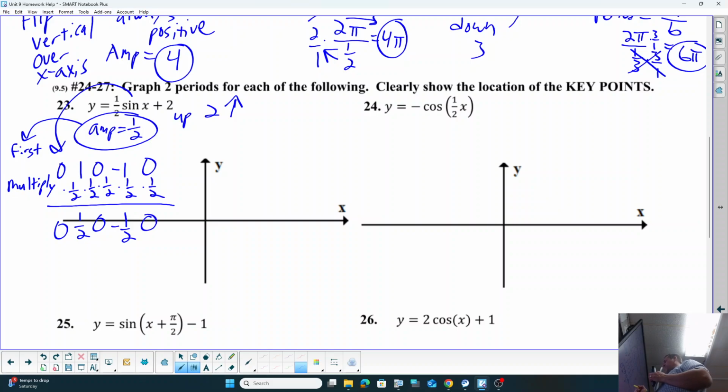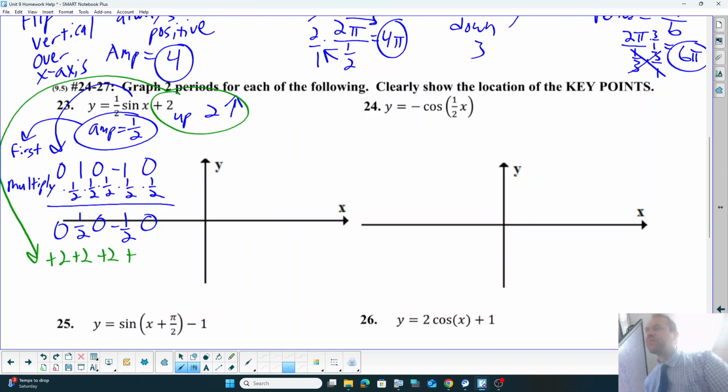and then 0. Cool. Next, we're going to apply the midline. The midline is going to be the +2, so the whole thing is going to go up 2. How do we deal with that? We add 2 to everything. Plus 2 to everything. 1, 2, 3, 4, 5.